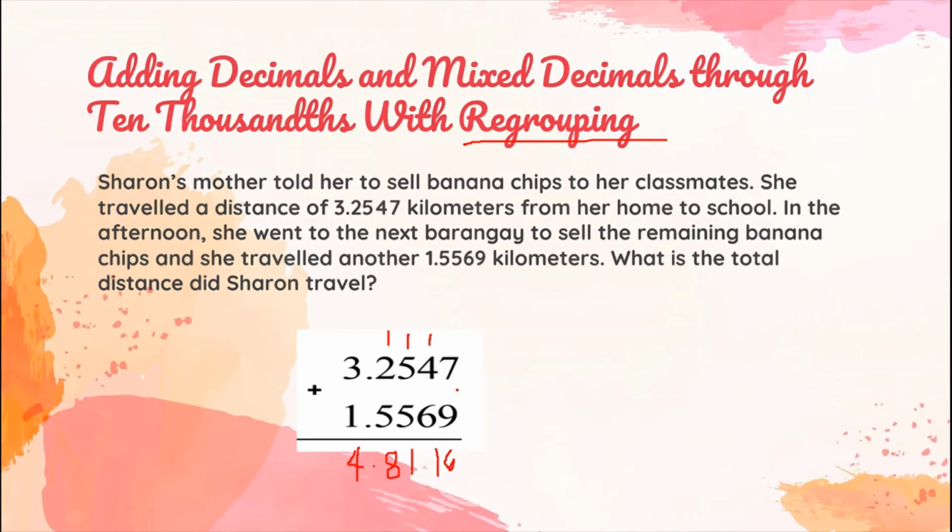She traveled 4.8116 kilometers. Okay, can you walk that far also, Grade 6? Can you beat Sharon and walk 4.8 kilometers? Okay, I guess you will. By the way, walking is the cheapest exercise. So from time to time, we need to exercise our body by just walking or keep on walking.